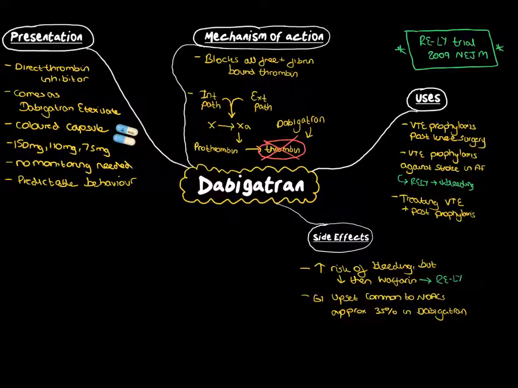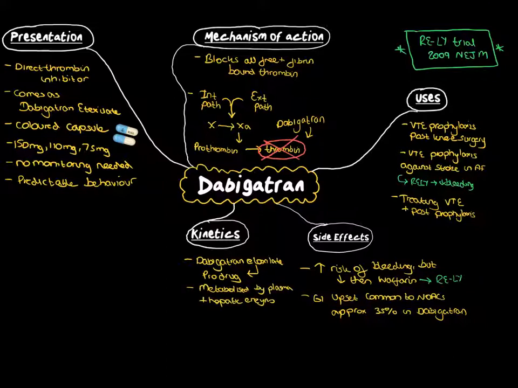When we think of the pharmacokinetics, Dabigatran etexilate actually is a prodrug. It gets metabolized by plasma and hepatic enzymes down into the active moiety, Dabigatran, and that is where most of the action is carried out. Once that metabolism has been completed, there's no further processing, and it's then renally excreted.